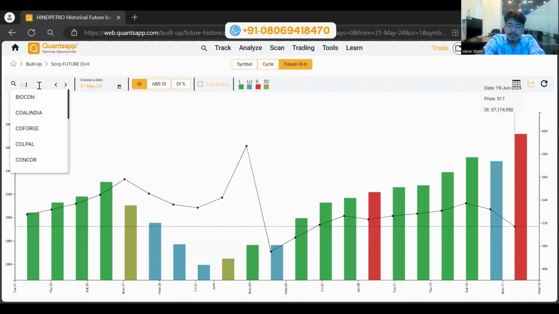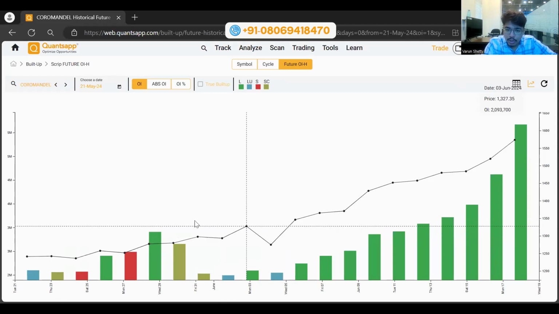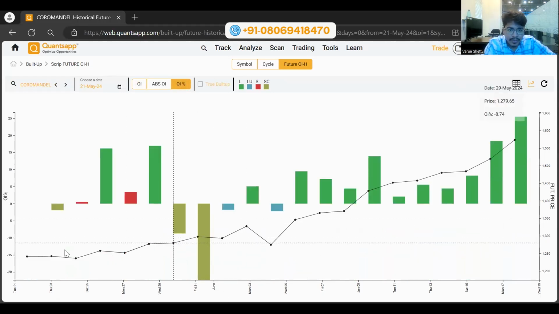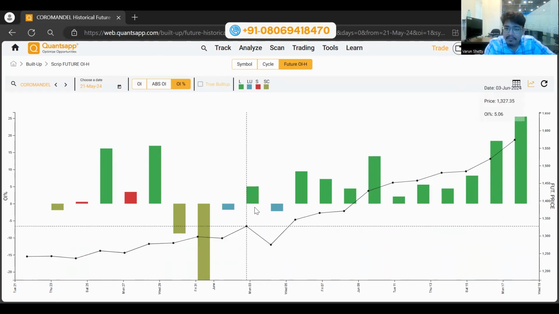Coromandel would be a good example for you guys. Okay, so there was long unwinding, right? Clearly you can see that there is long unwinding. If I look at open interest, long unwinding, there were a few bottoms that were created, right? You can see here there was long unwinding. After that, next long, and the market went up.